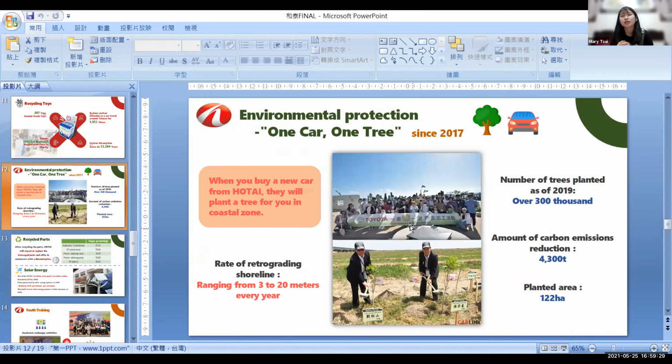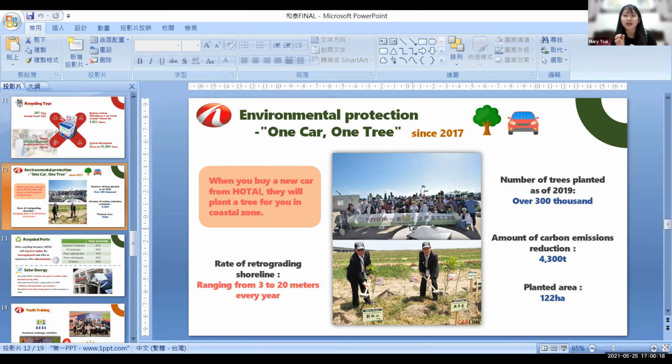One Car, One Tree is a new activity in Hetai because it was held starting in 2017, so right now it has been held for 4 years. The concept of this activity is very innovative: when you buy a new car from Hetai, they will plant a tree for you in a coastal zone to protect the environment in Taiwan. So Hetai does not just do the iRent and Yosi car business, they also do lots of things for the environment. One Car, One Tree is just one example. So we think they are not just a car distributor in Taiwan.